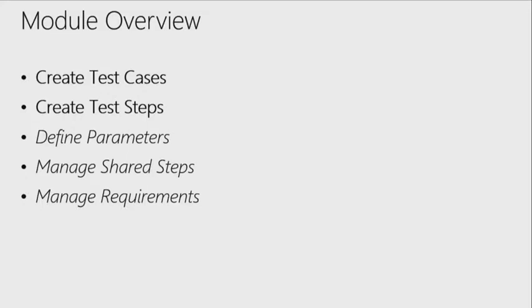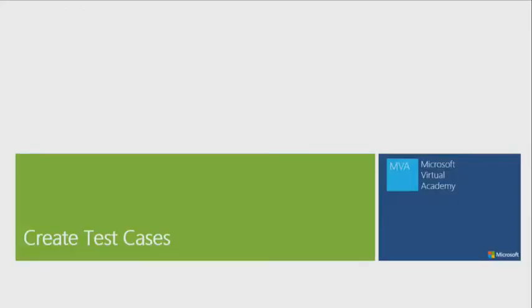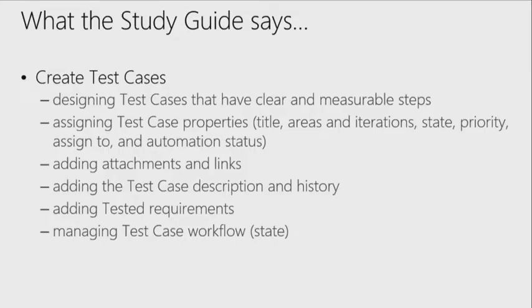Yeah. All right, let's talk about creating test cases. First things first, in creating test cases, what are the things we need to know? The first one's fuzzy. Designing test cases that have clear and measurable steps. That's a hard thing to test on. We're going to cover it briefly. We're going to talk and wave hands more about it, however, just to give you the ideas behind it. Then assigning the test case properties, like titles, areas, iterations, state, priority. This is all just like work items again. Very, very easy to do.